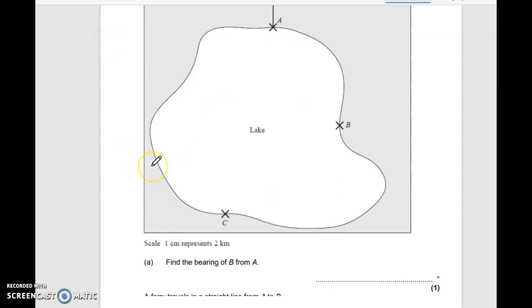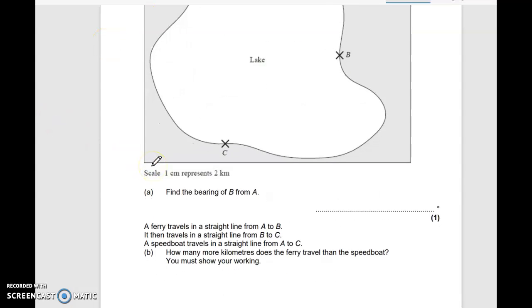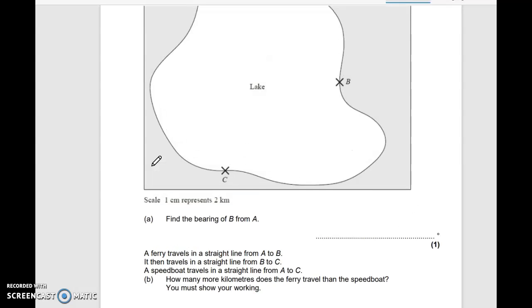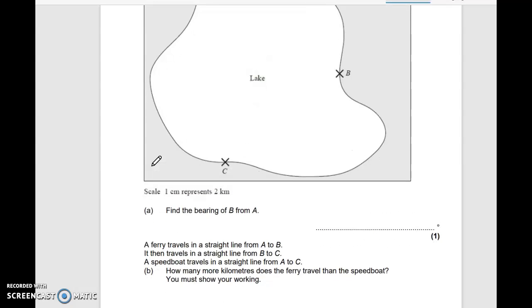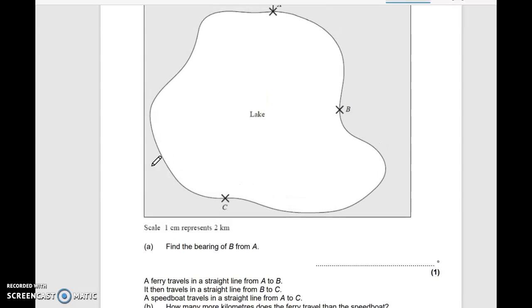Okay then, so they give us a scale. So 1 centimetre on this diagram is 2 kilometres. Okay. So when you're using your ruler, you're going to measure it in centimetres and then convert it into kilometres by doubling it. Okay, that's what that means to do.